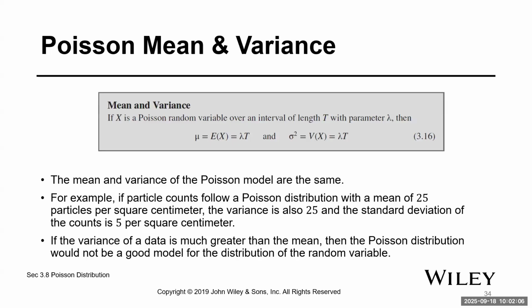The mean and the variance are equal to each other in this specific case. And so lambda t is the mean and the variance. Again, you can look at the textbook to see the derivation of why this is true. So if you have a mean of 25 particles per square centimeter, the variance is also 25 particles per square centimeter with a standard deviation of 5, because the standard deviation is still going to be the square root of the variance. That is always true.